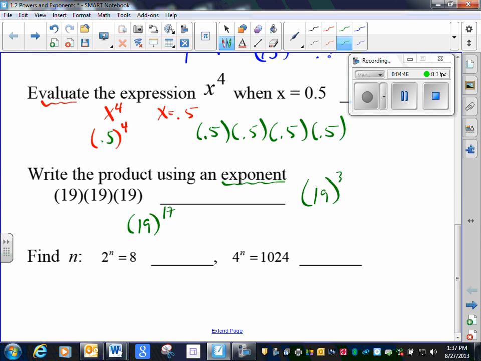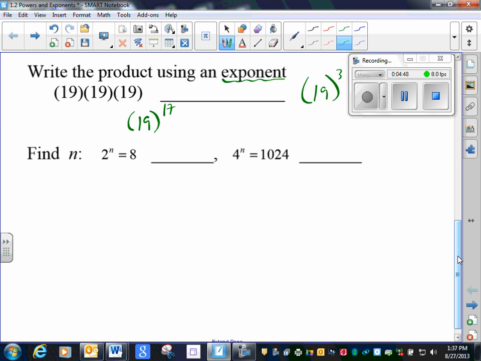Kind of a different variation on the theme. Now I'm asking you to come up with the exponent. 2 repeated how many times gives you 8? So in other words, I need 2 as a factor some amount of times to give you a product of 8. And it's 3. So n is equal to 3.